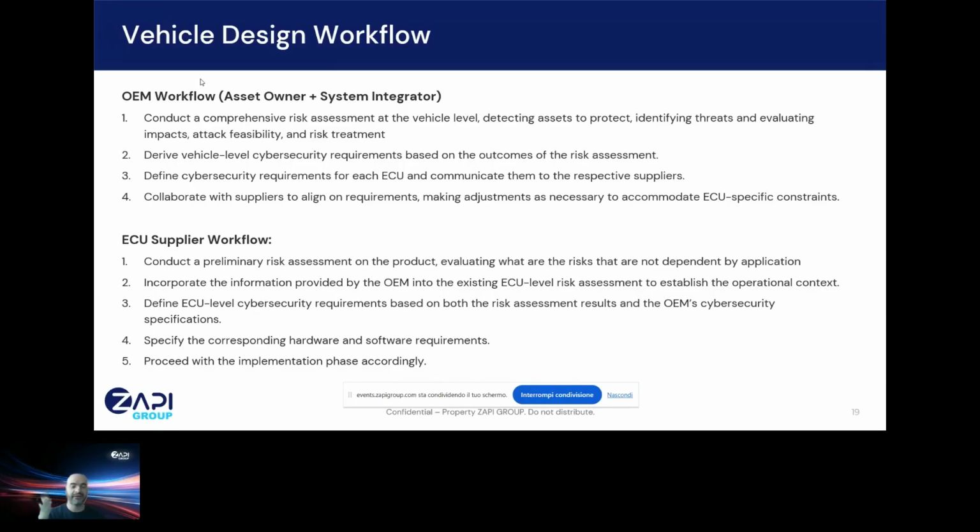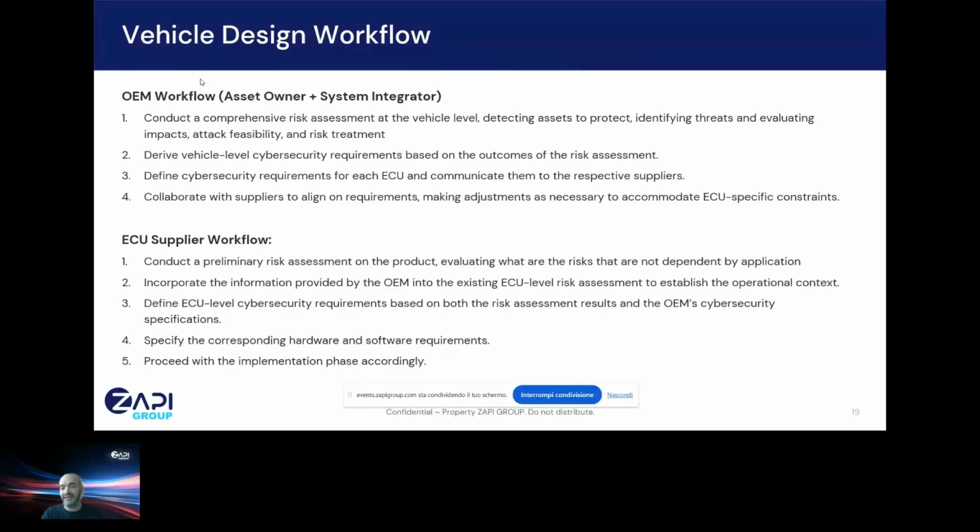The ECU supplier, on its side, needs to start, in parallel with the OEM, conducting a preliminary risk assessment on the product, intended to detect what are the assets and therefore the damages that are independent from the application, and from this asset and risk assessment, extract the cybersecurity requirements. Examples of assets that can be protected independently of the application are the firmware, the diagnostic data, and so on. After this, the cybersecurity requirements are obtained.